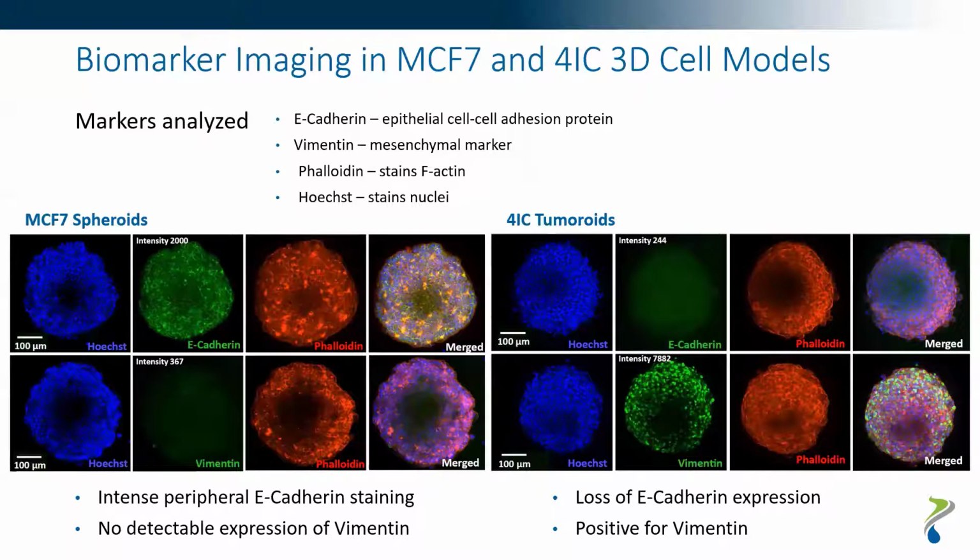In this study, we investigated the expression of a set of markers. We looked at E-cadherin, vimentin, phalloidin, and Hoechst expression. The epithelial-like and low malignant MCF7 cells show intense peripheral E-cadherin staining prevalent at cell-to-cell contact areas and show no detectable expression of vimentin. The highly aggressive 4IC tumoroid showed loss of E-cadherin expression while being positive for vimentin. F-actin distribution and organization was detected by phalloidin staining.